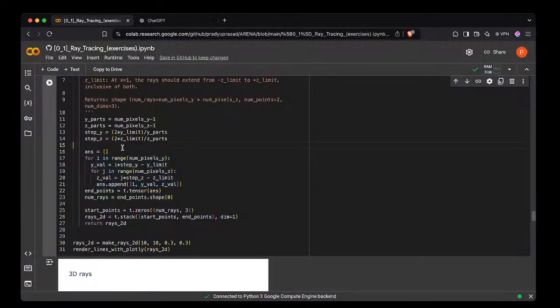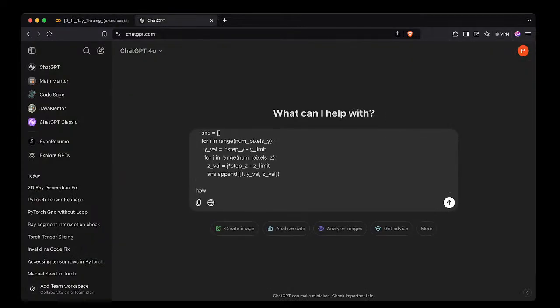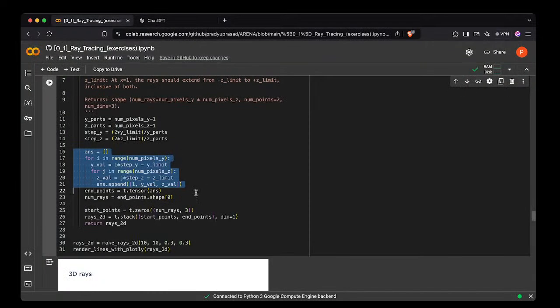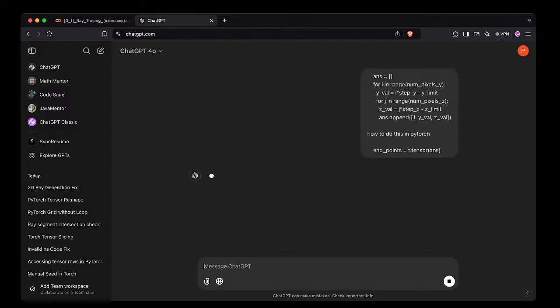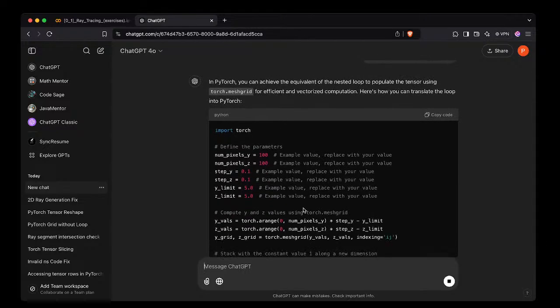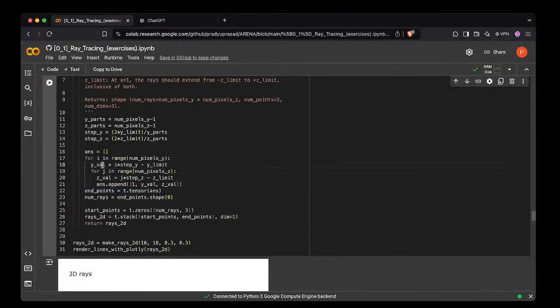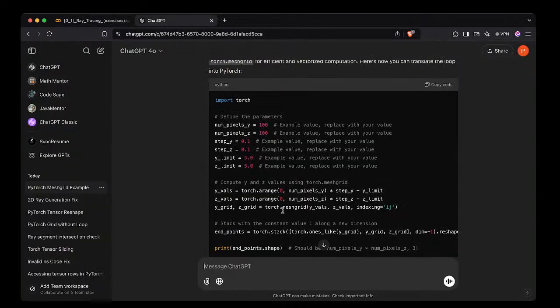Let's see what we can do here. How to do this in PyTorch, right? I'm not sure how to concatenate them. Mesh grid, yeah. So we use mesh grid, and we have y_val equals torch.arange. So we do the same thing, which is that y_val is all my i values, and z_val is all my j values. Right, I get that.